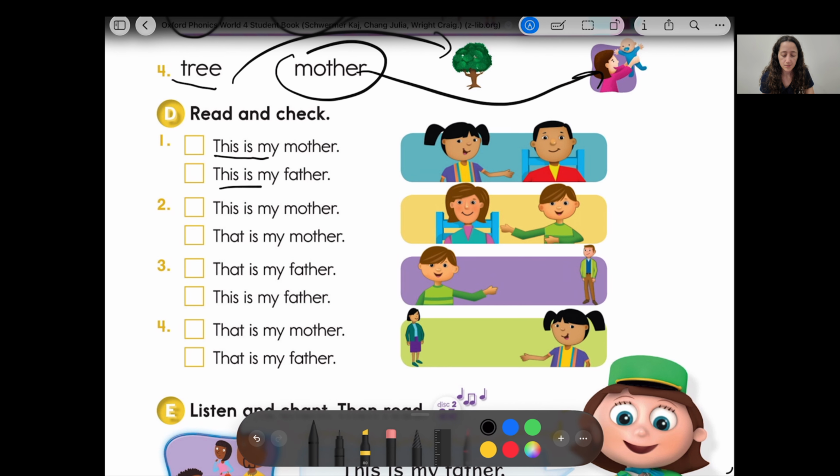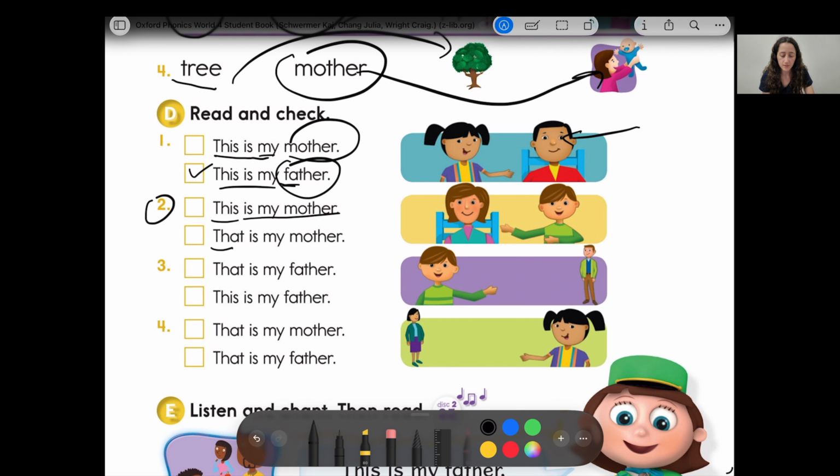This is my mother, this is my father. So this one is the father, right? Father. So this one is the father. Number 2, this is my mother and that is my mother.